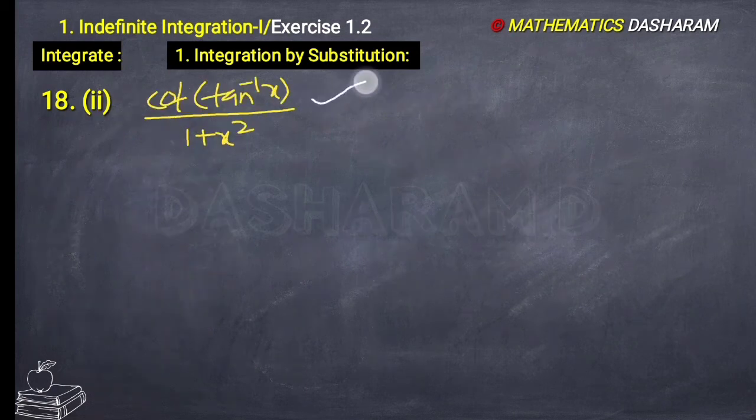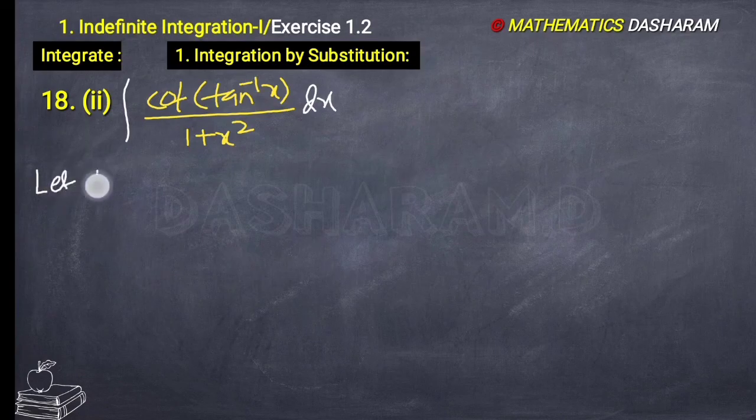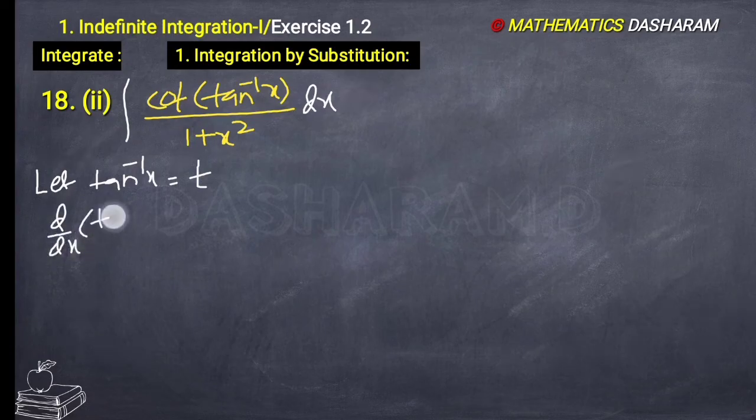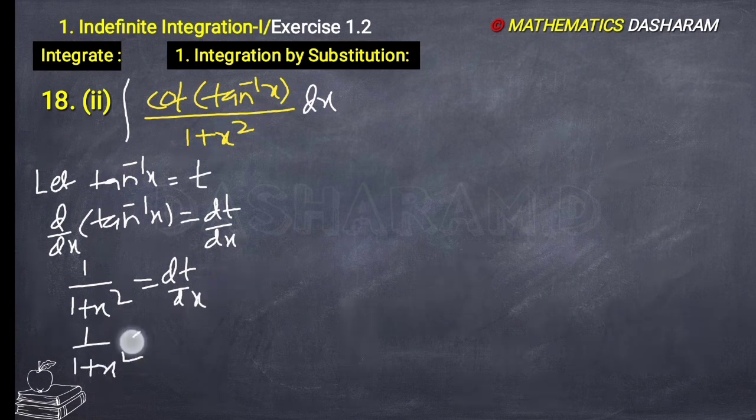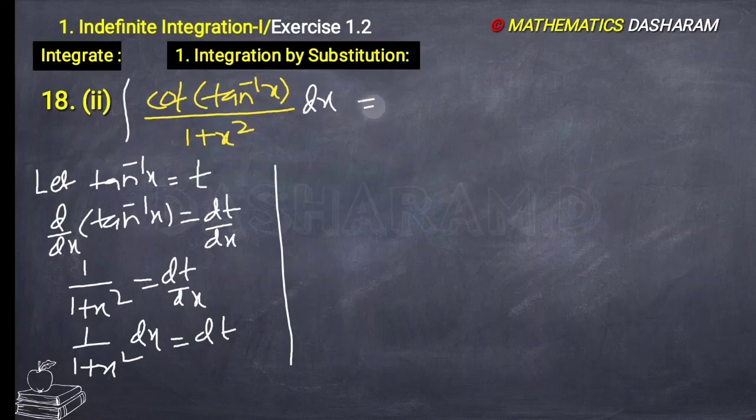Second question, cot of tan inverse x divided by 1 plus x square. Apply the integration with respect to x. Let's select tan inverse x equals t and take the derivative on both sides with respect to x. So it is equal to dt by dx. The derivative of tan inverse x is 1 by 1 plus x square. So dt by dx, so 1 by (1 plus x square) dx equals dt. So substitute these values in the given question.